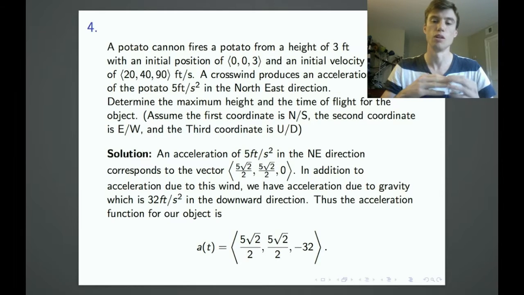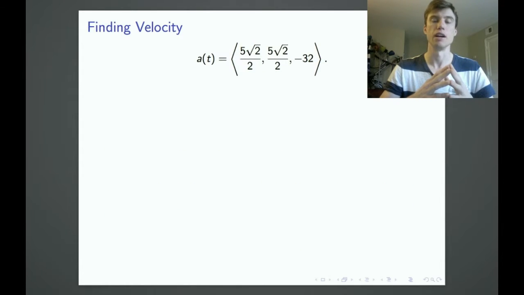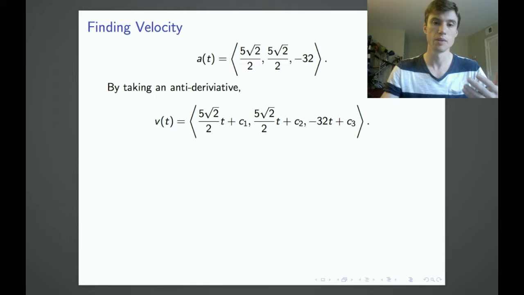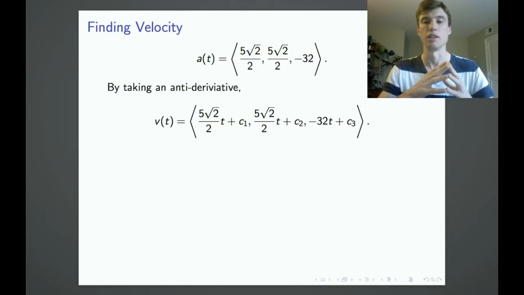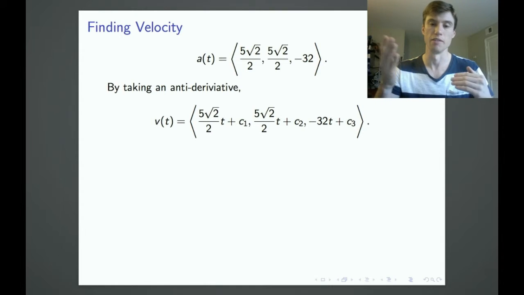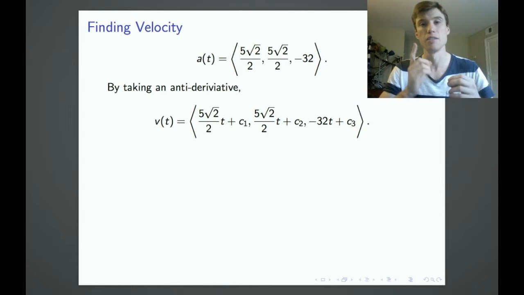All right. Now, we take an antiderivative to find the velocity function, and this is just done by taking the antiderivative coordinate by coordinate. These are all constant functions, so their antiderivatives will all be linear functions. In this case, the first coordinate is 5 root 2 over 2 t plus c1. The other coordinates you can find similarly. Now, this antiderivative we've taken is a family of antiderivatives, depending on the parameters c1, c2, and c3. We are interested in finding a single velocity vector associated to this situation at hand.